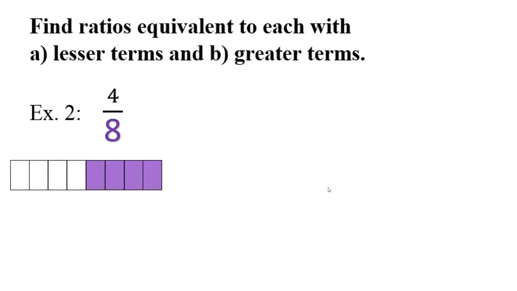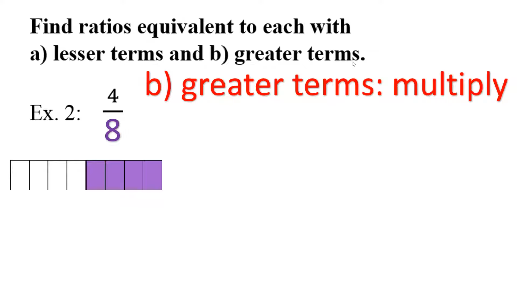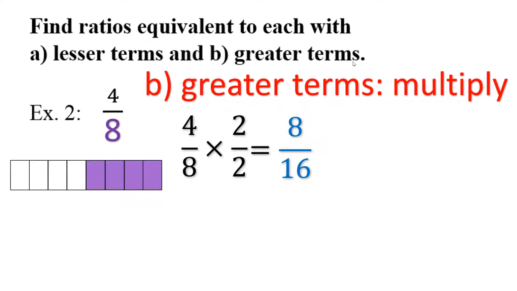Then we'd have to do greater terms, part B. So we're on part B now, greater terms. So that means we're making the numbers larger. So we're going to cut this into more pieces. So if I do times 2 to the numerator and the denominator, one example of greater terms is 8/16, and that would be drawing a line here visually. So now we have 16 pieces, and therefore 8 are shaded in.